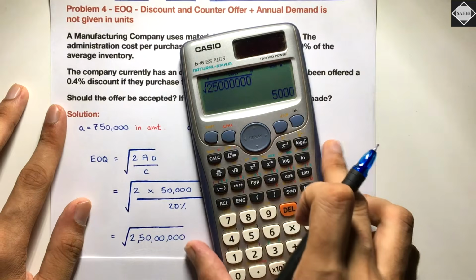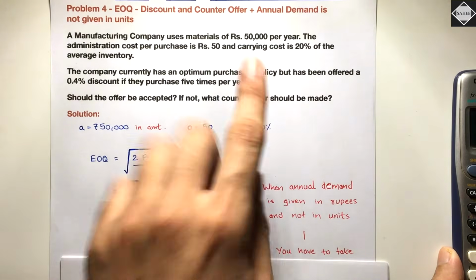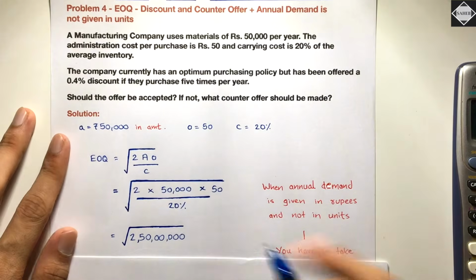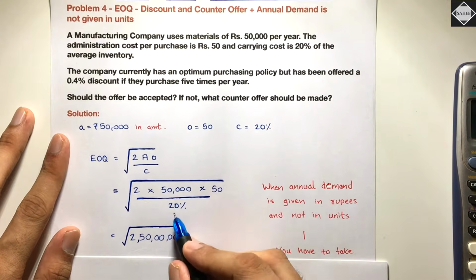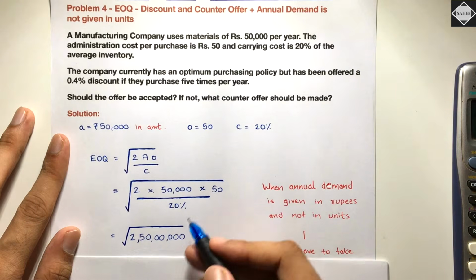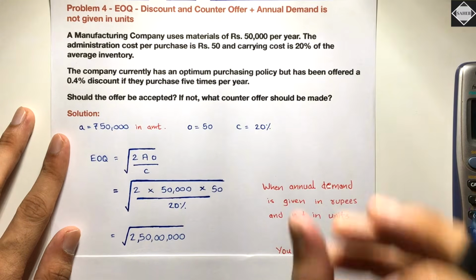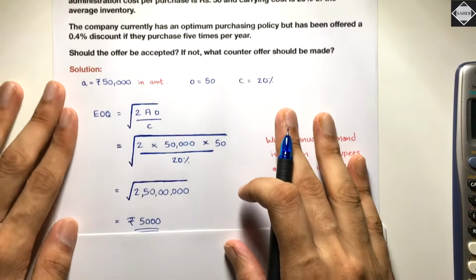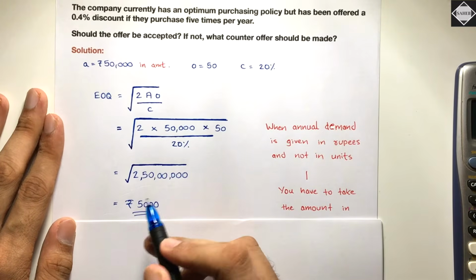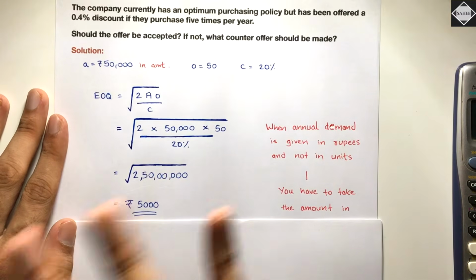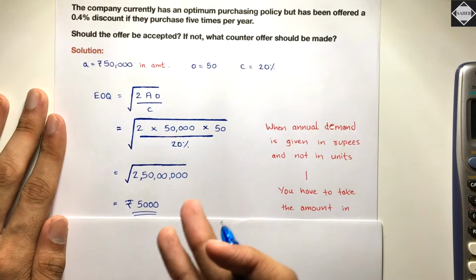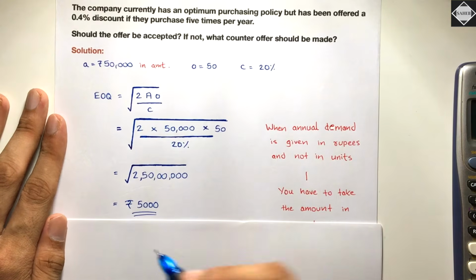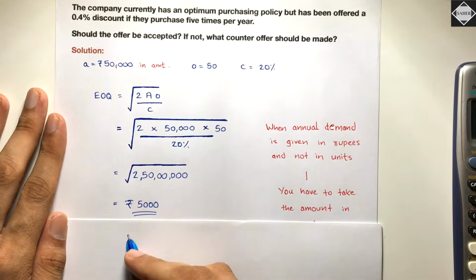Now understand, whenever you have such a special question, annual demand is given in rupees, and then when you do the calculation like this, rupees in numerators, in denominator you're taking the direct percentage. Okay, not the actual carrying cost per unit, directly you're taking the percentage. In this case, the answer which will come, that will also come in rupees, not in units, because you don't have the units figure over here. You just have rupees and percentage in the denominator. So the answer of EOQ will also come in rupees.